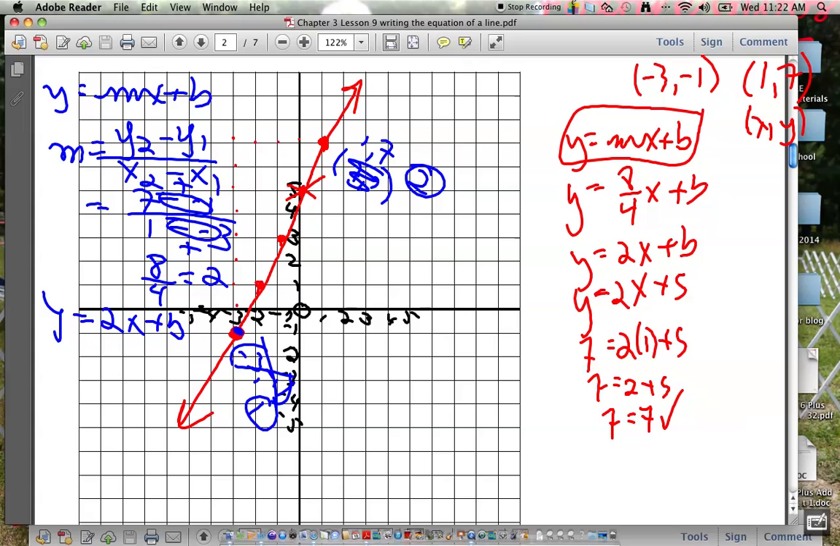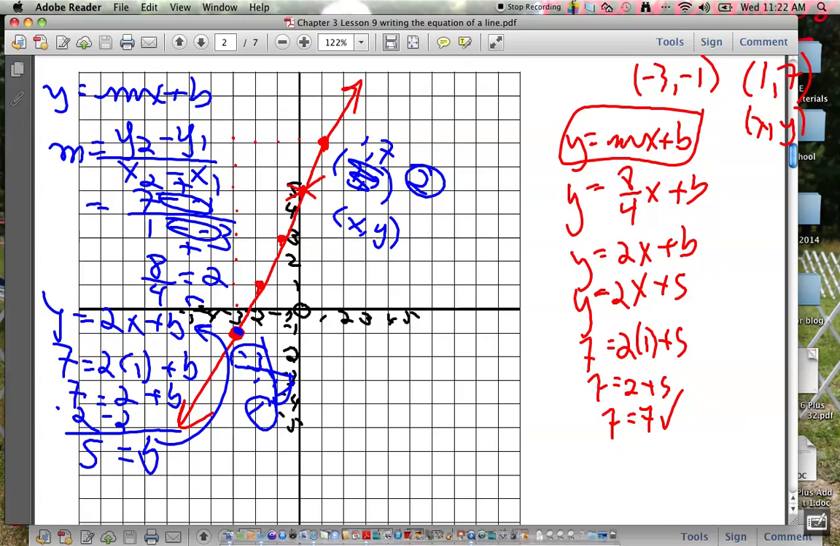So I use 1, 7. Remember, any point is x, y. So I get 7 equals 2 times 1 plus b. 7 equals 2 plus b, minus the 2. 5 equals b. So then I come up here, and I put in the 5, and I get y equals 2x plus 5. It's the same either way. Now, the red way, where you just look it up, is so much easier. The blue way is a lot of work, but you should know the blue way, because sometimes when the line doesn't go right through a point, that's where the blue way is what you need to do.